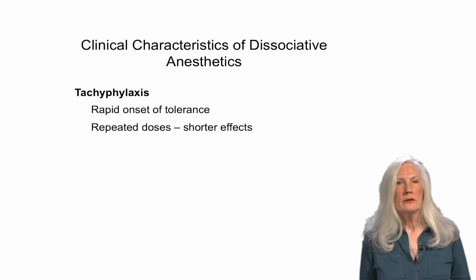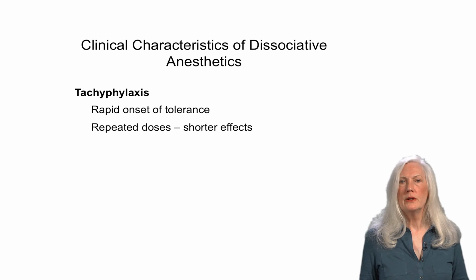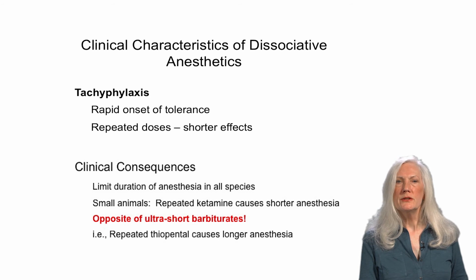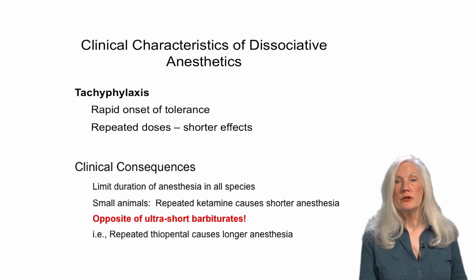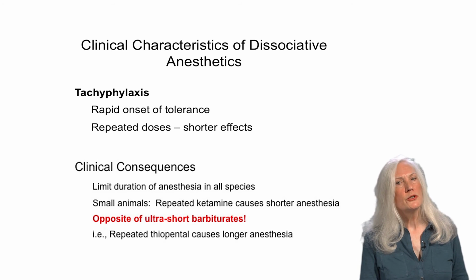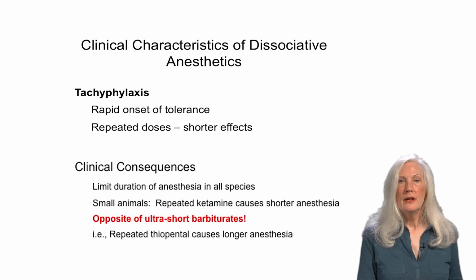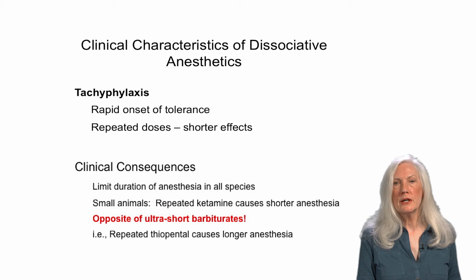Tachyphylaxis is a form of tolerance. It means that the effect of the drug is shorter and less intense, but over a relatively short time. This is seen when ketamine is injected repeatedly to keep an animal down for longer anesthetic episodes. The effect of the second and third injection is progressively shorter. Remember that this is just the opposite of the effect of ultra-short-acting barbiturates. Their anesthetic effect becomes longer and longer with each repeated injection because of the problem with redistribution.